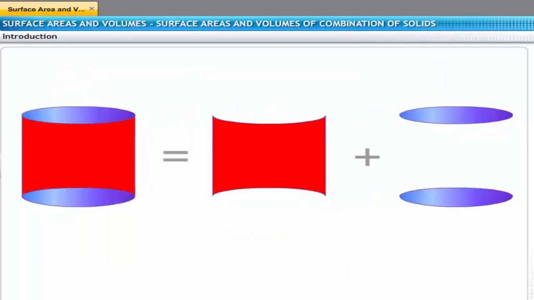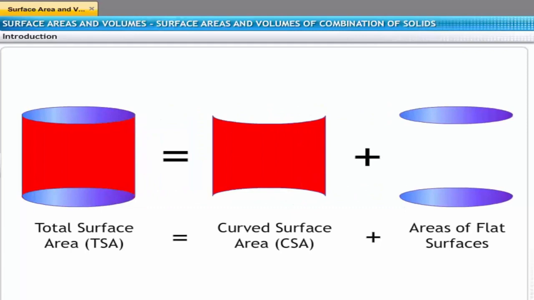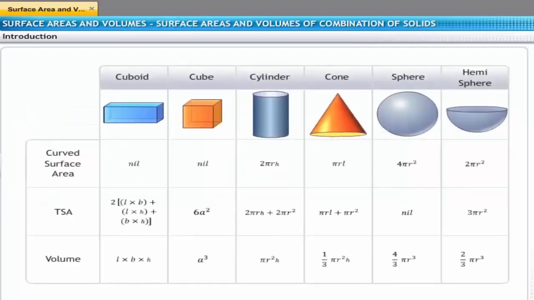The flat surface area and the CSA of a solid together add up to the total surface area, TSA, for the solid. Take a moment to review all the formulae. You must remember the formulae in order to solve problems on areas and volumes of solids.